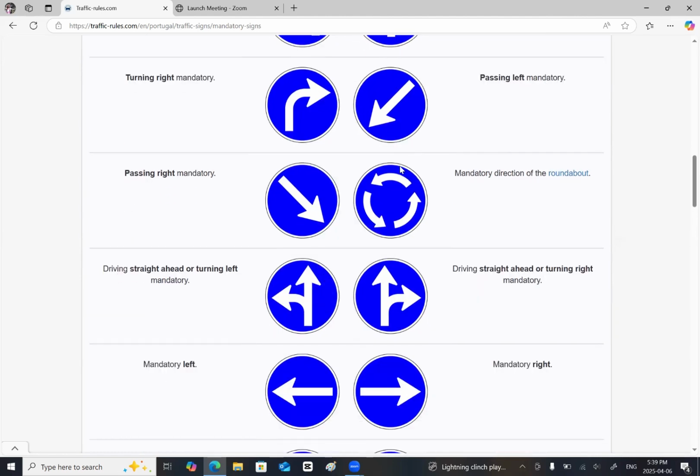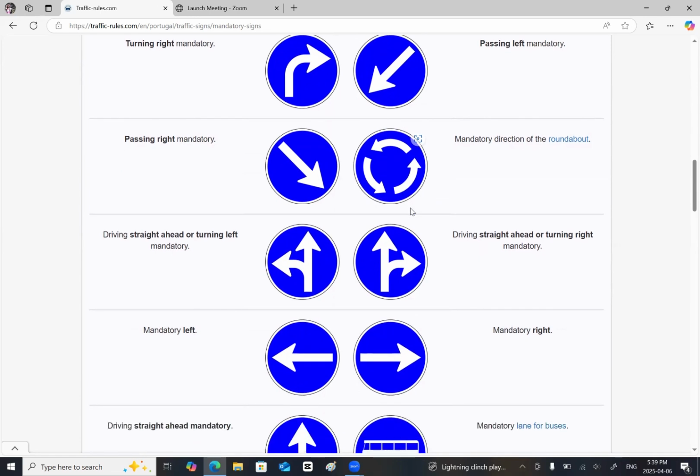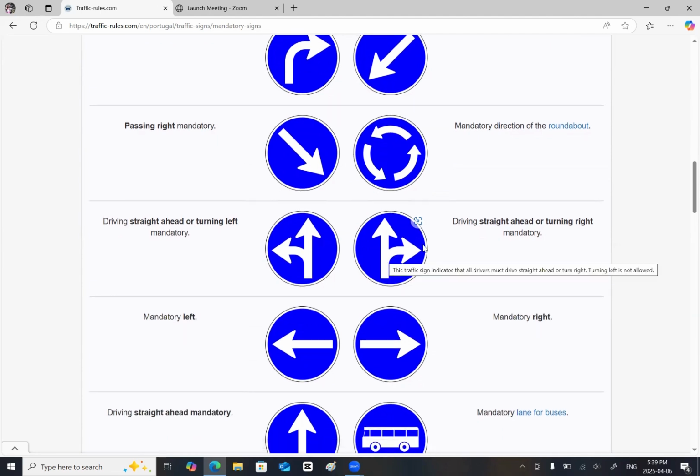And the next one is the sign for the roundabout, okay? Mandatory direction of the roundabout. Roundabout, or you could say circle, right? Here you can see one arrow going straight and one arrow going to the left, so driving straight ahead or turning left mandatory. One is going straight and going to the right: driving straight ahead or turning right mandatory.